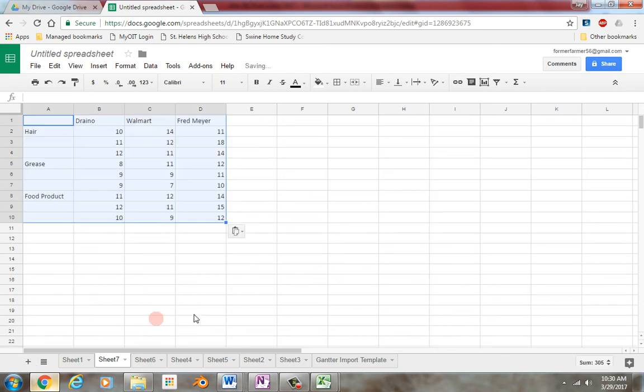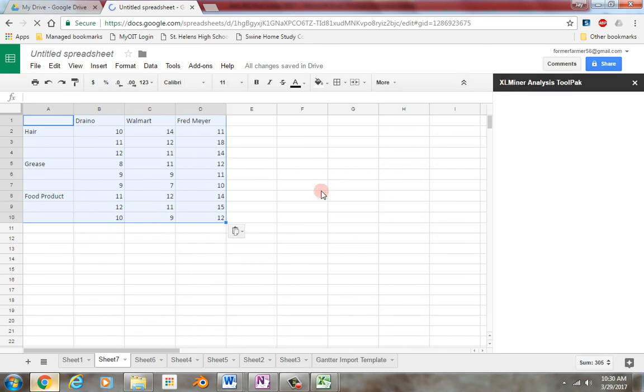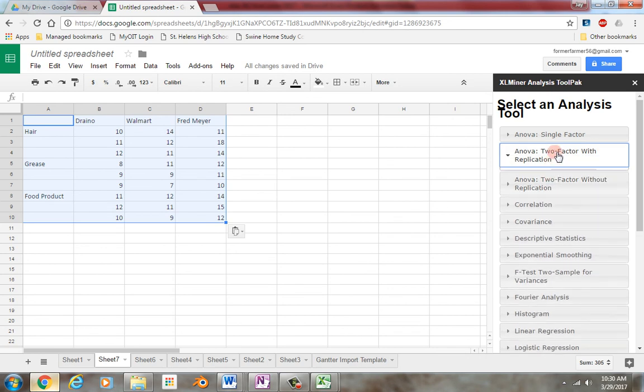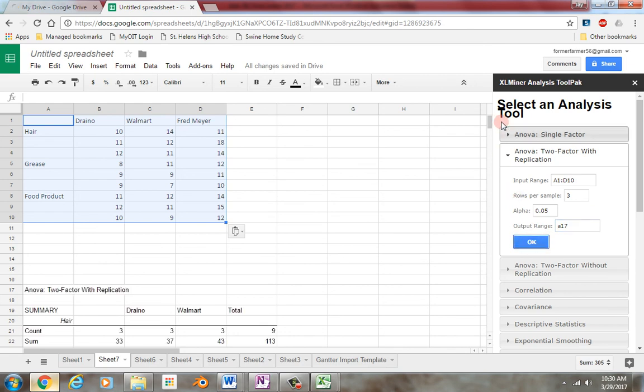But here's my data, and then again, if you go to the add-ons I showed you, and go to XLMiner Analysis ToolPak, and then start. And then over here, two factors with replication. Now, again, I've already highlighted it in Google. That's a smart thing to do, because boom, there it is. The rows per sample are three. And then down here, if you click in it, it's going to say that, so then I'm just going to delete that and put in like A17 or something. Okay, or whatever. Boom. Here is my ANOVA table.